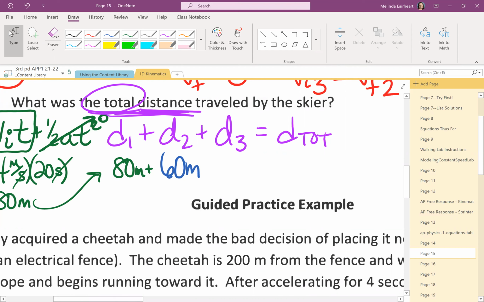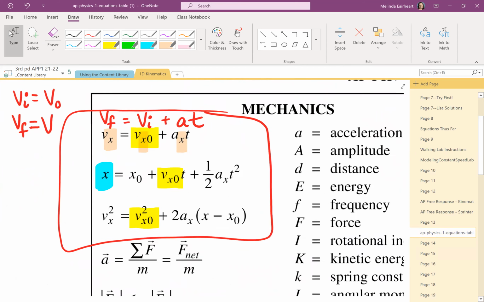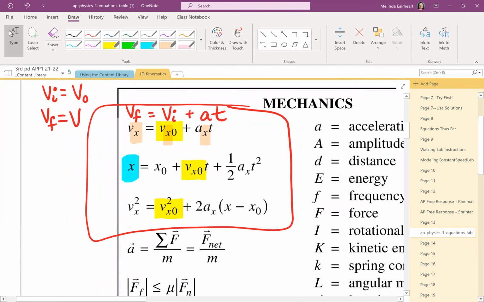D3, the third part, is not constant velocity. There is acceleration, but thankfully we know that acceleration. We know both velocities, we know time. Guess what? We can use the second or third equation. Let me put them up here, because we want a displacement. So the first equation does not have any kind of position or distance at all, so you can't find distance with the first one. But since we know everything else, we can use the second or third. What do y'all want to do? Y'all pick.